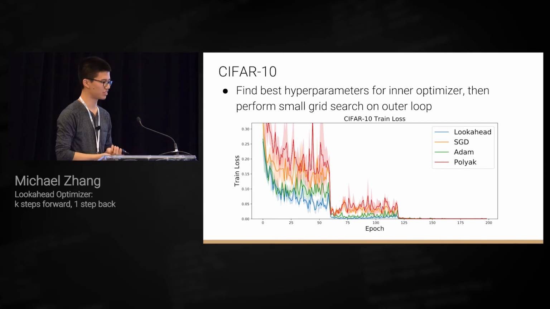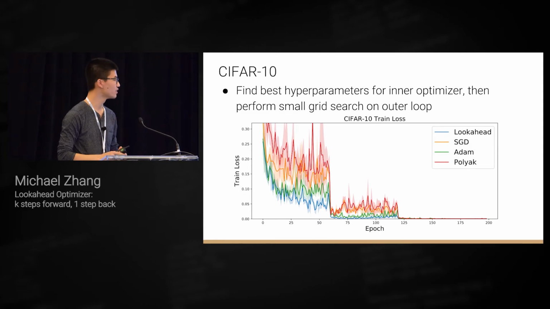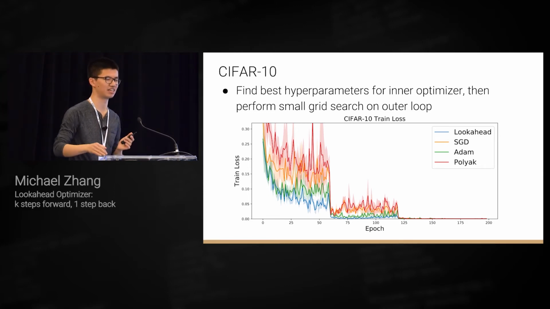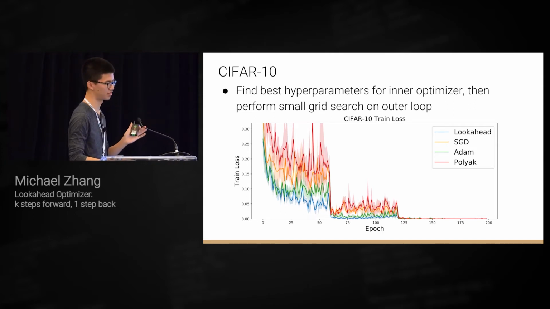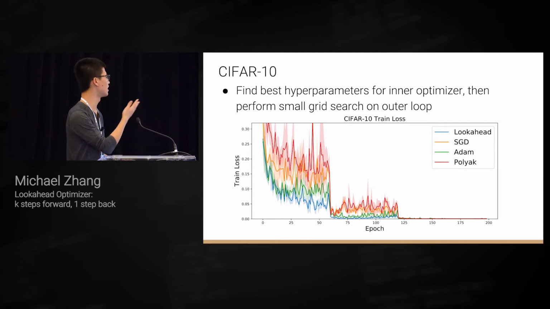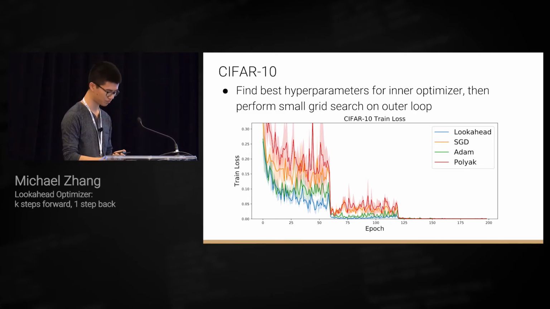Okay, so the first experiment is on CIFAR-10, which is an image recognition data set. For all these experiments, we consume the same amount of data for every single optimizer. Since look-ahead takes k steps for each outer update, we use k times fewer data, so all the comparisons are fair. And what we do is we find the best hyperparameters for the inner optimizer, such as SGD and Adam, and then we wrap look-ahead around the inner optimizer and evaluate its performance. So we can see here that look-ahead converges faster in terms of training loss on the CIFAR-10 data set.